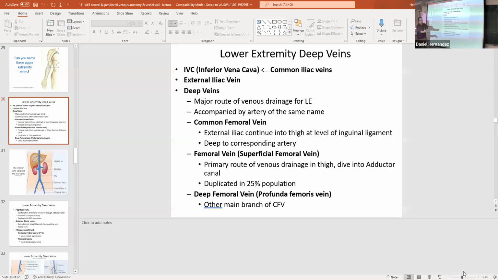So the common femoral vein splits into the femoral vein and the deep femoral vein. That deep femoral vein you might also see referred to as the profunda femoris, the profunda vein.